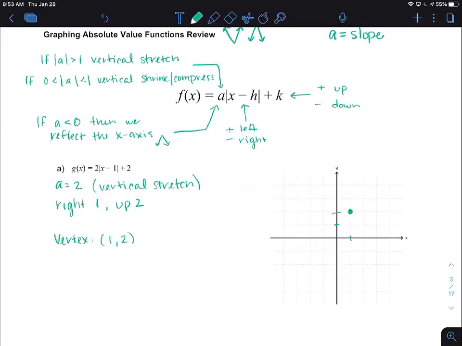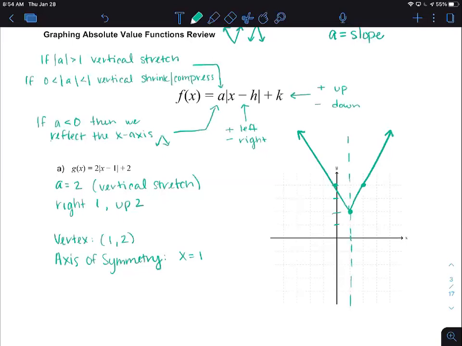And then we can also state our axis of symmetry as x equals 1. So that's that dashed line that goes through our absolute value function or through our vertex. So we show that symmetry from both sides. Okay. So I'm going to use our slope on this one. We're going to go up 2 to the right 1 to make our V. And then we're going to go up 2 to the left 1 to make the other side of our V. Okay, so there's our absolute value function.